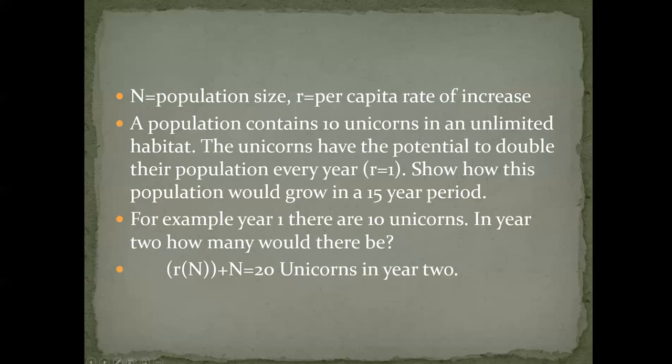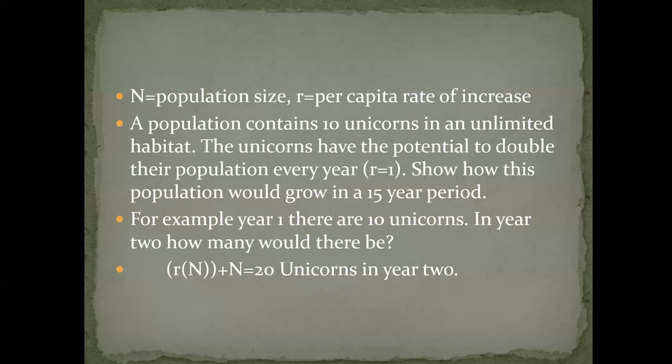So if a population contains 10 unicorns and there's an unlimited habitat, so no carrying capacity, no shortage of food or space, and let's say this population has the ability to double their population every year, what I'm saying is for every individual there is now, there'll be another individual next year as well. So if there's 10 this year, there'll be 20 next year. Show how this population would grow in a 15-year period.